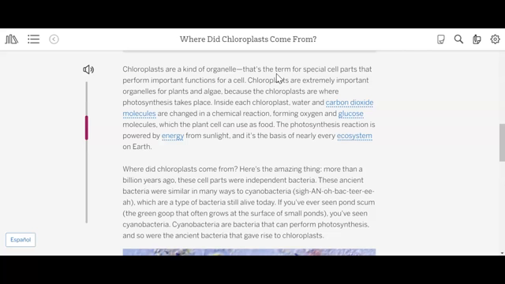Where did chloroplasts come from? Here's the amazing thing. More than 1 billion years ago, these cell parts were independent bacteria. These ancient bacteria were similar in many ways to cyanobacteria, which are a type of bacteria still alive today. If you've ever seen pond scum, the green goop that often grows at the surface of small ponds, you've seen cyanobacteria. Cyanobacteria are bacteria that can perform photosynthesis, and so were the ancient bacteria that gave rise to chloroplasts.